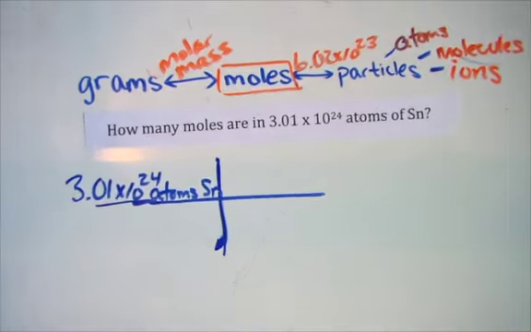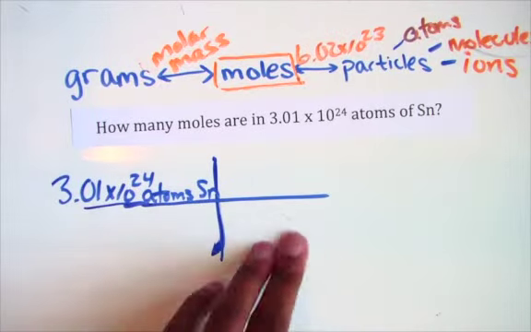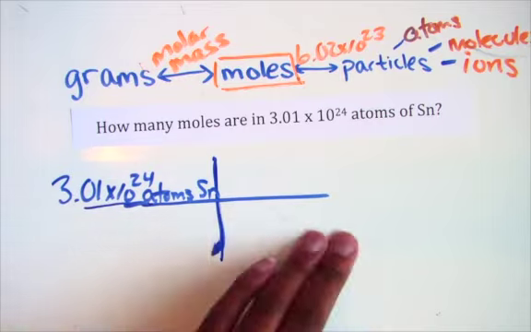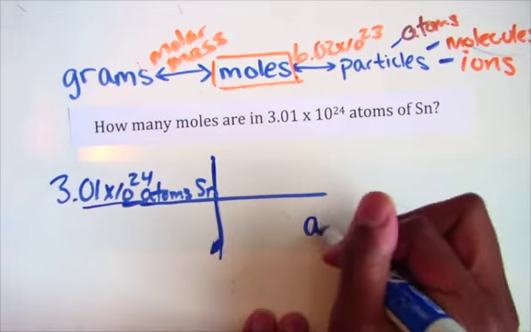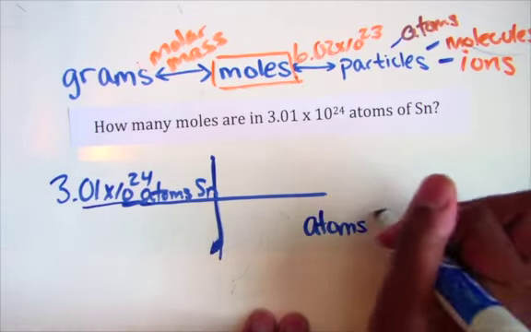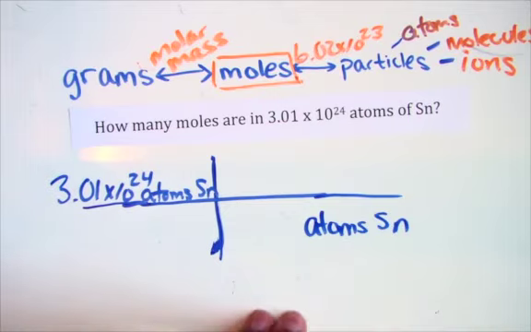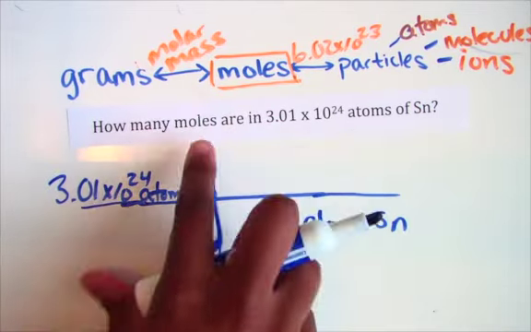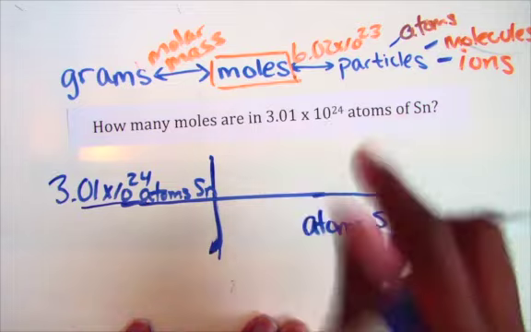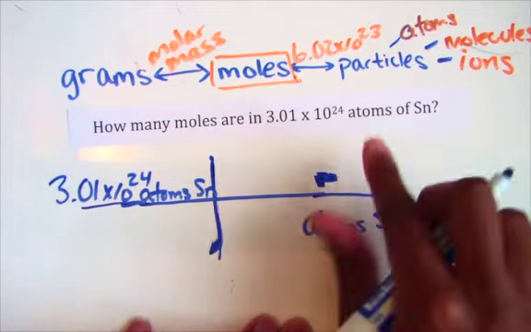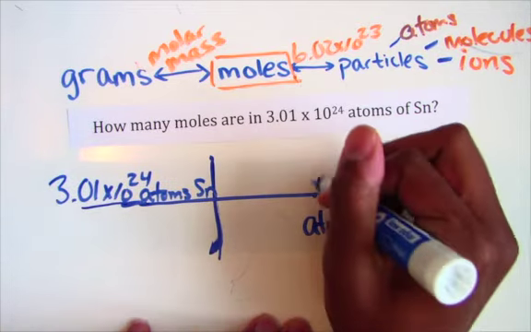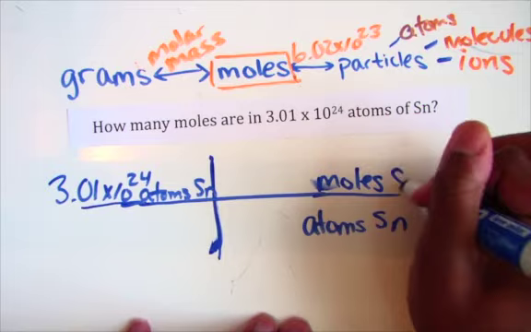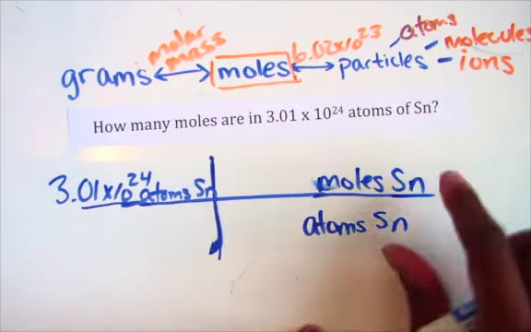Now, same thing as before, we're going to put the same units that we started with down here. So I'm going to have atoms, Sn. Okay, up here, the units are what we're trying to find, which are moles of Sn. So I'll put those there. So moles, Sn. Okay, this is the hardest part. So now we've done that.